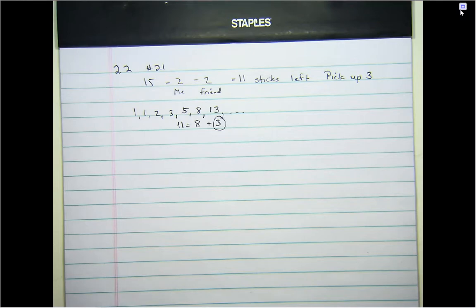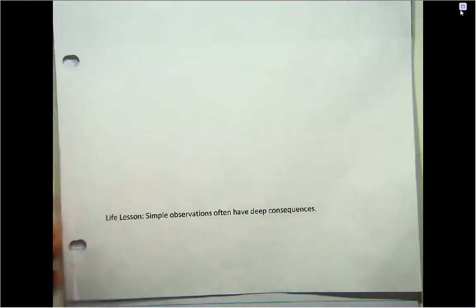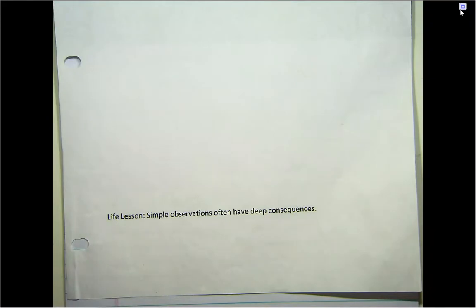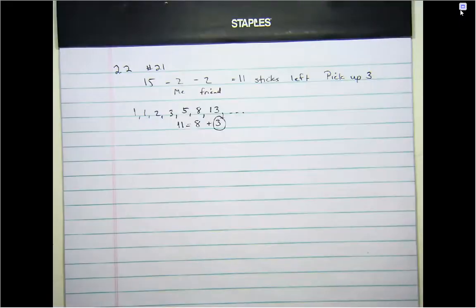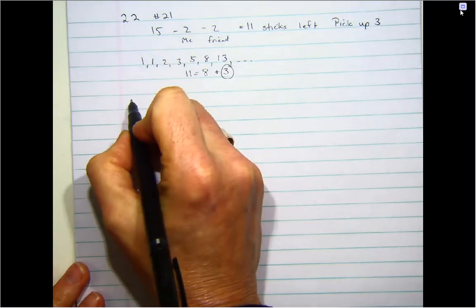Well, we've been looking in section 2.3. The life lesson in that section is that simple observations often have deep consequences. Millennia ago, people noticed that some numbers are not evenly divisible by others. That gave us the idea of prime numbers, which are the building blocks of all the numbers. We're going to continue looking at those prime numbers today. We were coming up with a proof to prove that there is no largest prime.